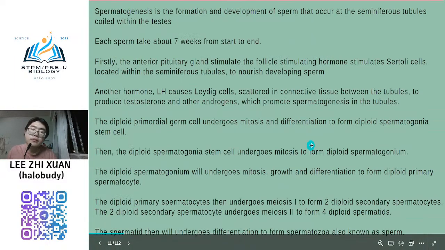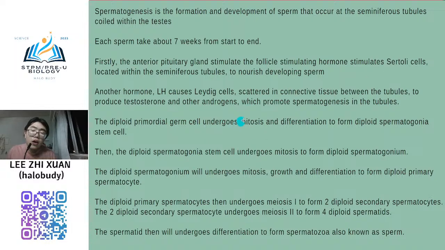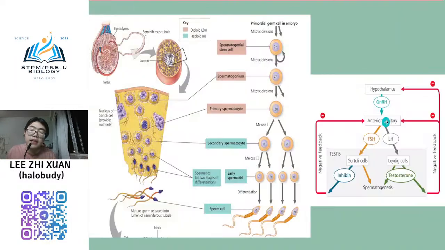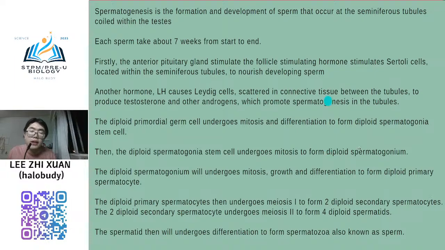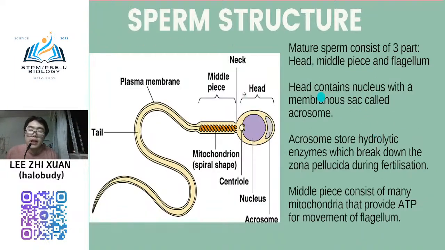Okay, and then this is the explanation about spermatogenesis. Now this is the sperm structure. Normally the sperm structure contains three main parts: the head, the middle piece which contains mitochondria, and the tail. The tail plays the role of swimming, and another name for it is flagellum. So the flagellum plays the role in the swimming process.